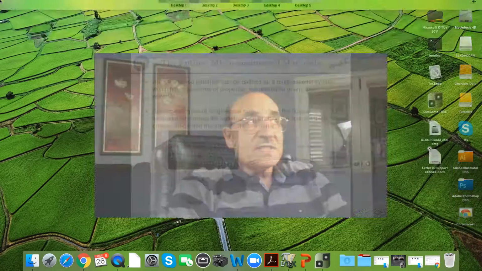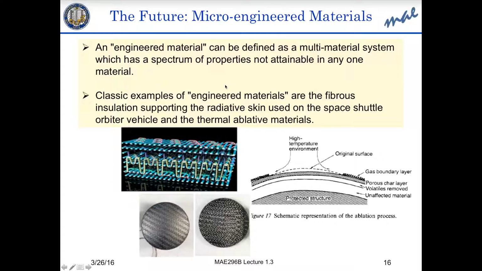An example, of course, is CMCs, the ceramic matrix composites, because you can weave them and infiltrate them with a matrix, and you can adjust the interface conditions between the fibers and the matrix so they can hold it together, and so forth. So this is one example. I'm going to present a couple of examples of micro-engineered materials in advanced technologies.